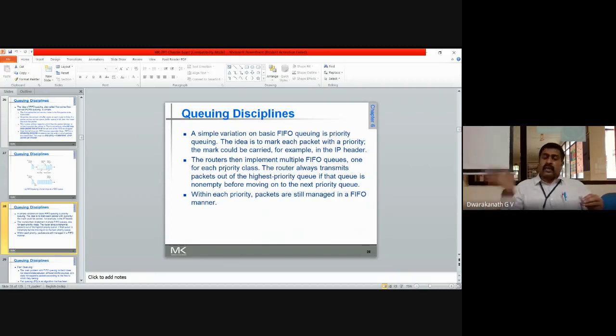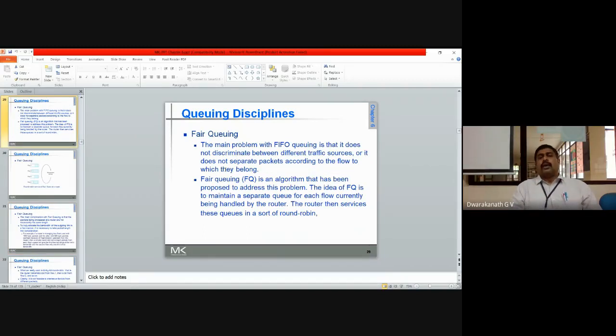If no packets are there, it will come to the next priority, and so on. It will come to the low priority at last. Within each priority, packets are still managed in a FIFO manner only. Even though priority is there, based on a priority, first in first out will be taken into consideration. That will be noted here. So that is priority queuing.